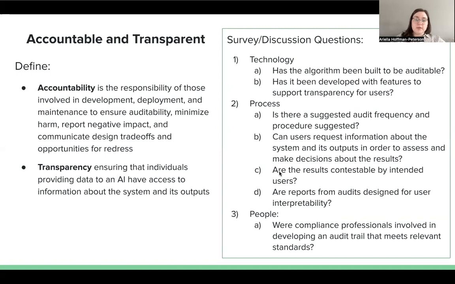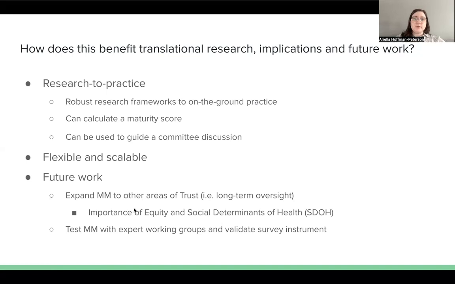So for example, what this could look like: we created survey questions for each of the areas of maturity. Accountability and transparency are important trustworthiness aspects of AI. So we asked questions about the technology itself, such as how has the algorithm been built to be auditable? We talked about process, such as are reports from audits designed for user interpretability? And then we talked about what people were involved in that process, making sure that compliance professionals and others were consulted when thinking about an audit trail that could build trustworthiness in that tool. That was just one example, but we went through each dimension and asked those questions.